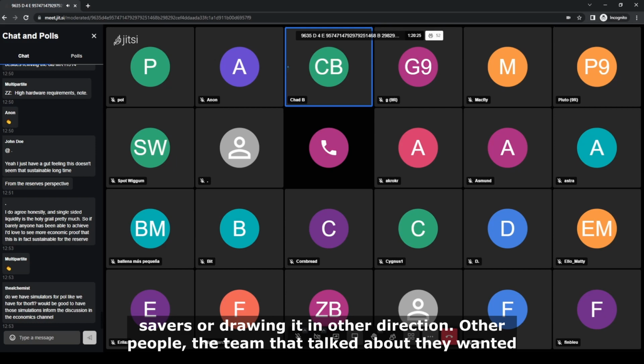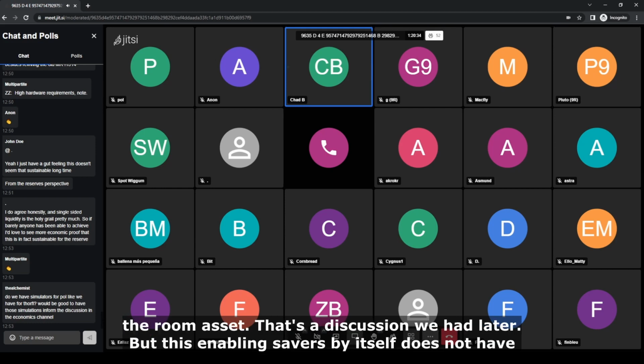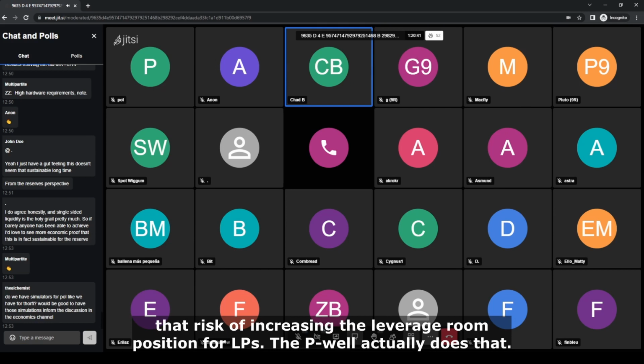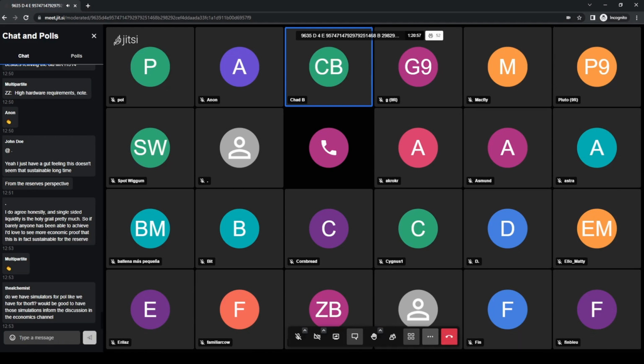Other people on the team have talked about wanting 67%, because they wanted for every $1 of savings entered, $2 of buy pressure applied to the Rune asset. That's a discussion we had later. But enabling savers by itself does not have that risk of increasing the leverage room position for LPs. The POL actually does that, or rather, the POL's target number that it goes to relative to the cap is what does that.